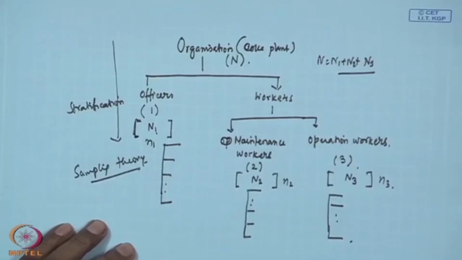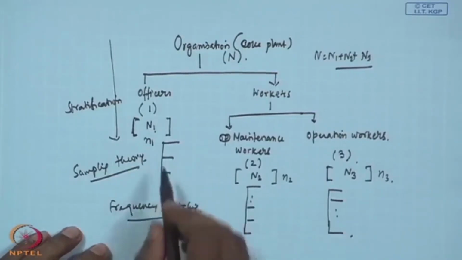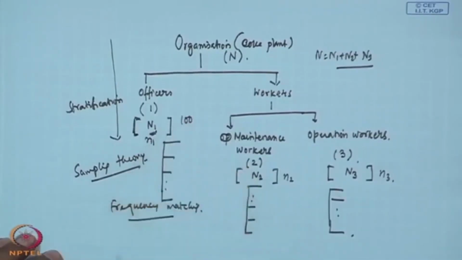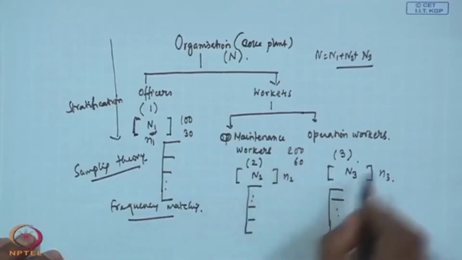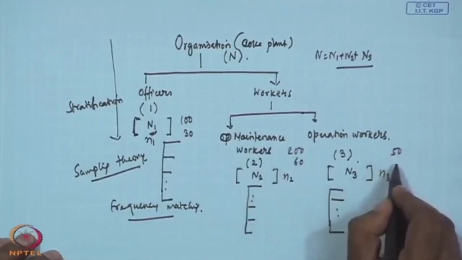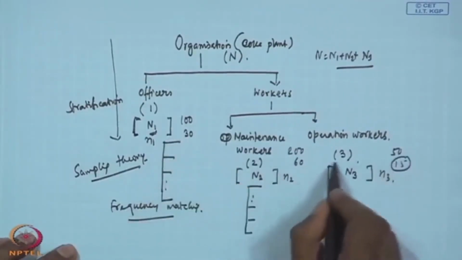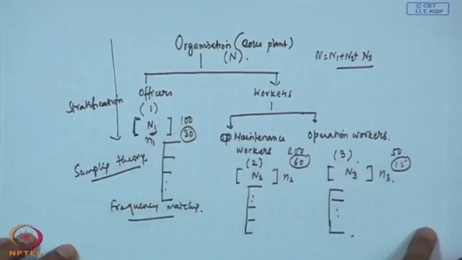You have to use certain scientific methods. One of the methods I told you, frequency matching. Frequency matching means if there are 100 workers working here and you collect 30, and here 200, then it should be 60. Suppose here it is 50, then how much? If 100 gives 30, then 15. So, this is what is known as the number of people working vis-a-vis the sample collected.